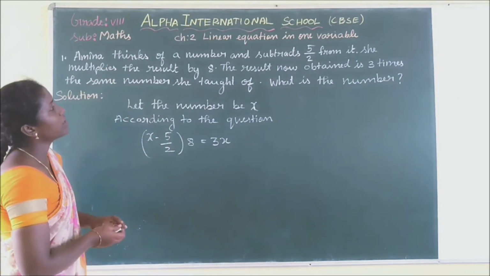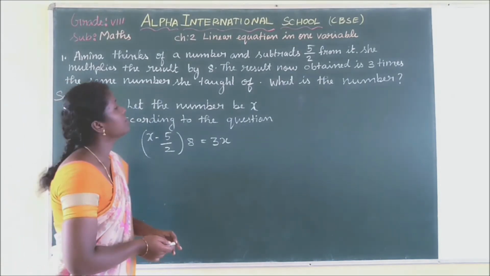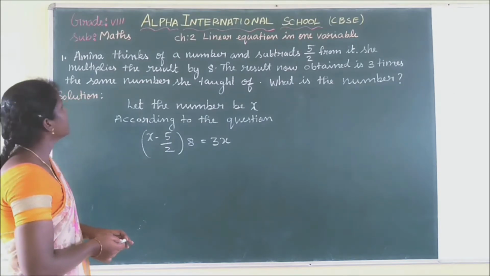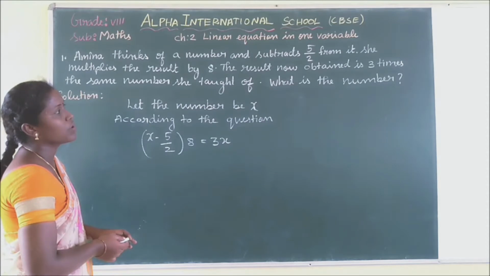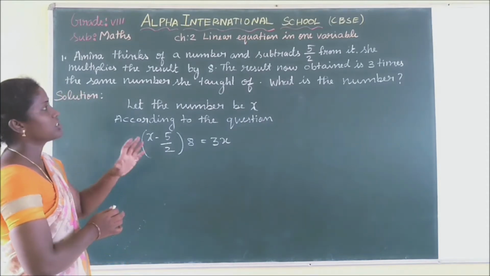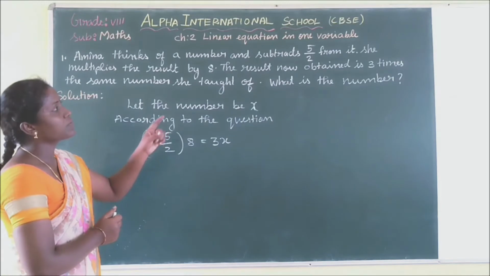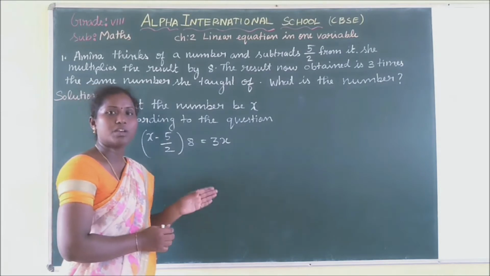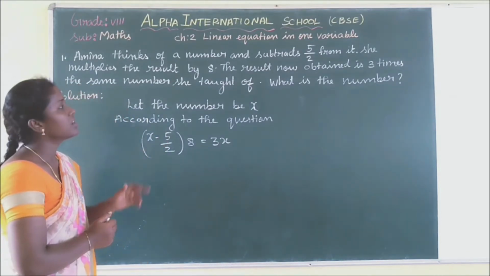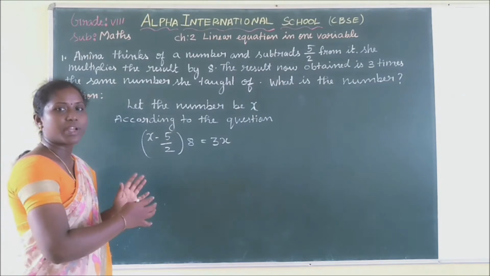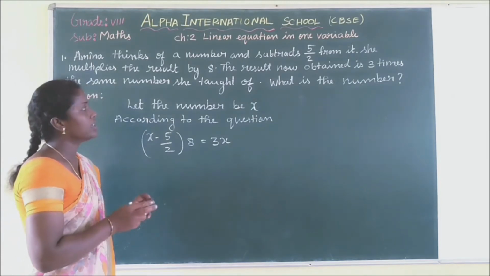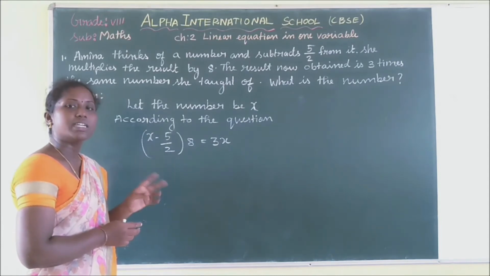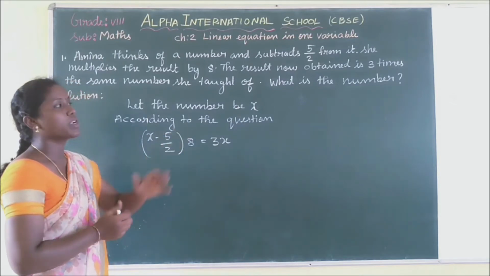Amina thinks of a number and subtracts 5/2 from it. She multiplies the result by 8. The result now obtained is 3 times the same number she thought of. What is the number? Actually, a girl is thinking of a number and she subtracts 5/2 from it, and after subtracting 5/2 from the number, she multiplies it by 8. After doing the subtraction and multiplication, the result obtained is 3 times the same number she thought of. What is the number she thought of? They are asking what is the number.